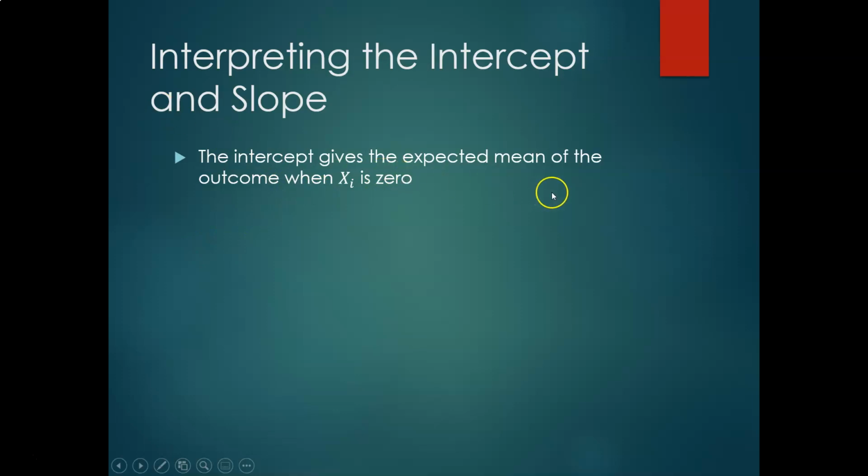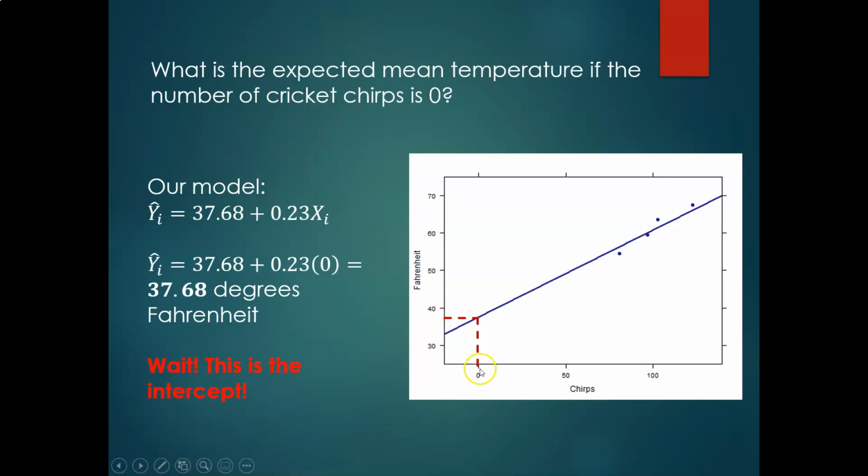The intercept is the expected mean of the outcome when x is 0. Okay, let's break this down. We talked about the intercept being the value when the x value is 0. We saw that visually here. When x is 0, where the line falls, the value on the vertical axis is the intercept.